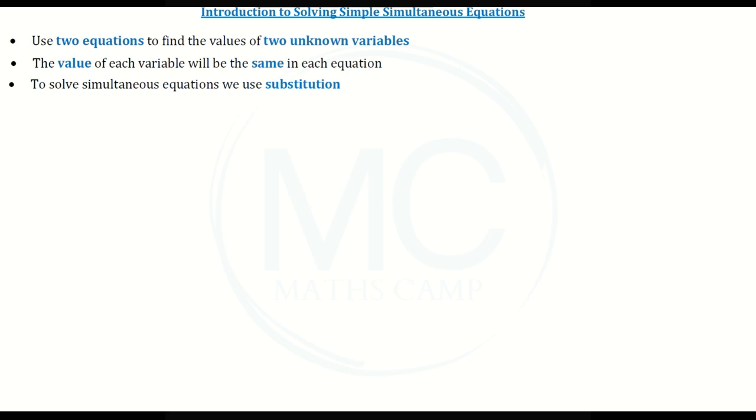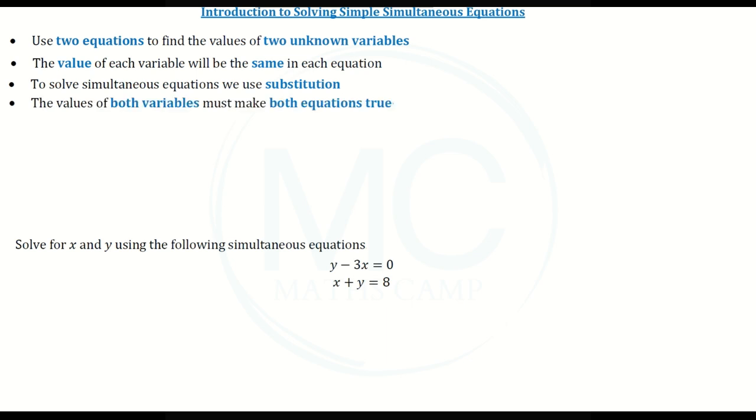To better explain how we go about tackling simultaneous equations, let's look at some examples. Solve for x and y using the following simultaneous equations. y minus 3x is equal to 0, and x plus y is equal to 8. The aim here is to find the values of x and y that make both equations true. I like to write my equations on each side of the page. So let's put y minus 3x on the left and x plus y on the right. And now we can solve.